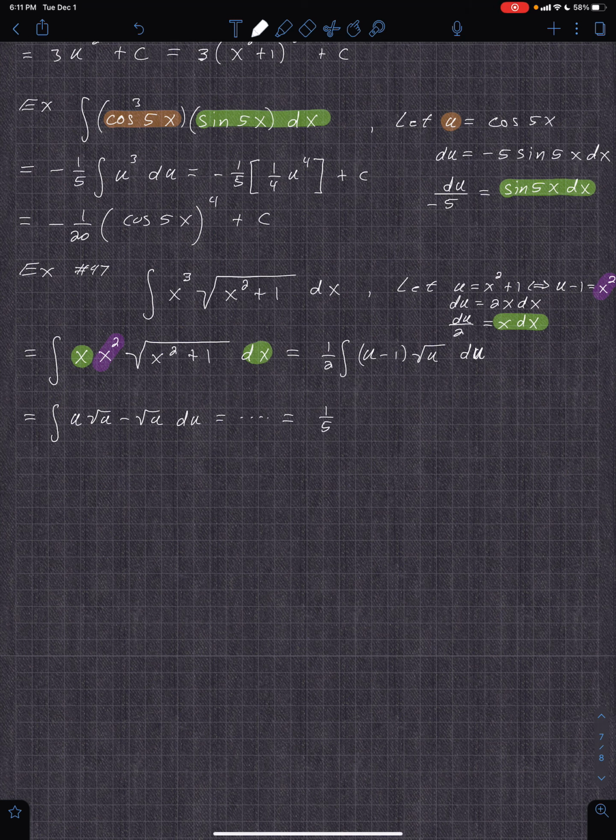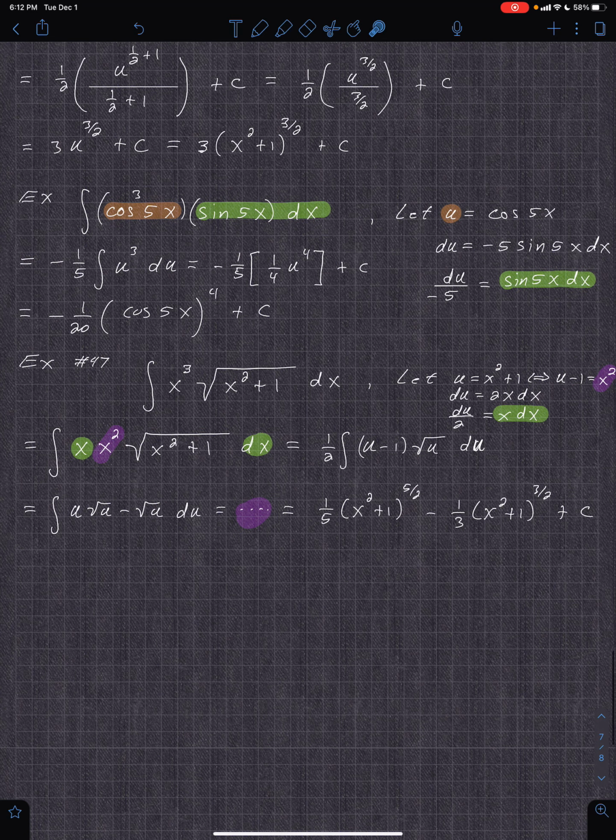You can check it yourself: 1/5 x squared plus 1 to the 5/2 minus 1/3 x squared plus 1 to the 3/2. Okay, so there's some work to do in here, but see if you can get it from there. This is a next-level type of substitution where you have to actually solve for one variable in terms of u and then rewrite it with u in it.